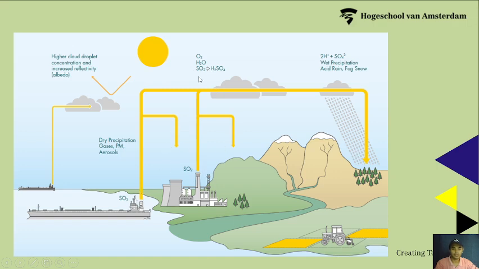With oxygen and H2O combined with sulfur oxide, you will create acid rain, fog, snow, and wet precipitation. So this is the chemical reaction.